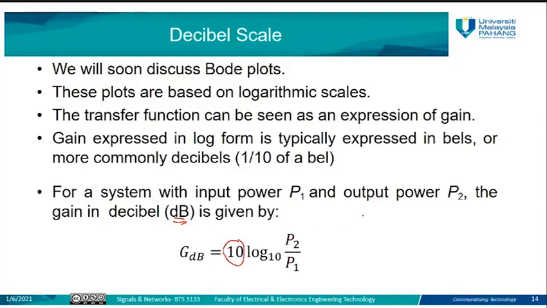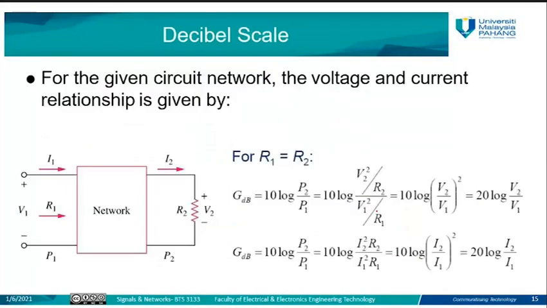This is the original formula, and we use 10. But when we have a relation between power and voltage, because usually the power is equal to VI, or V square over R, or I square R, this relation gives the power. So if the original formula is 10 log output over input, in the case of voltage or current it becomes 20 log V2 over V1, or 20 log I2 over I1. Why? Because we substitute the value of the power by its original components, which are the voltage and the current, as you can see here.